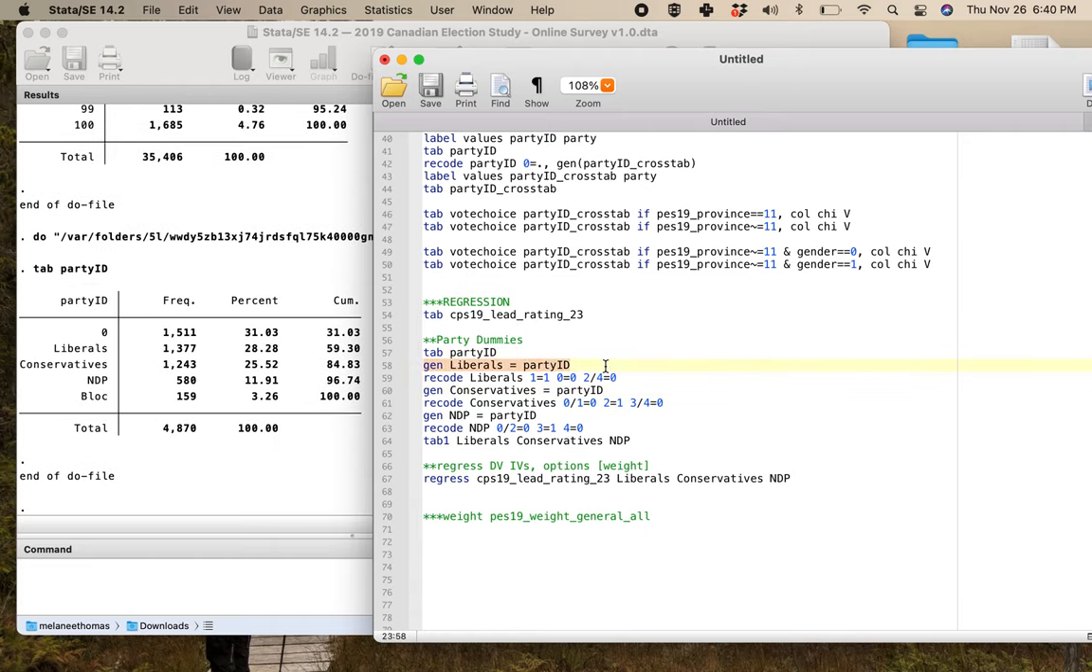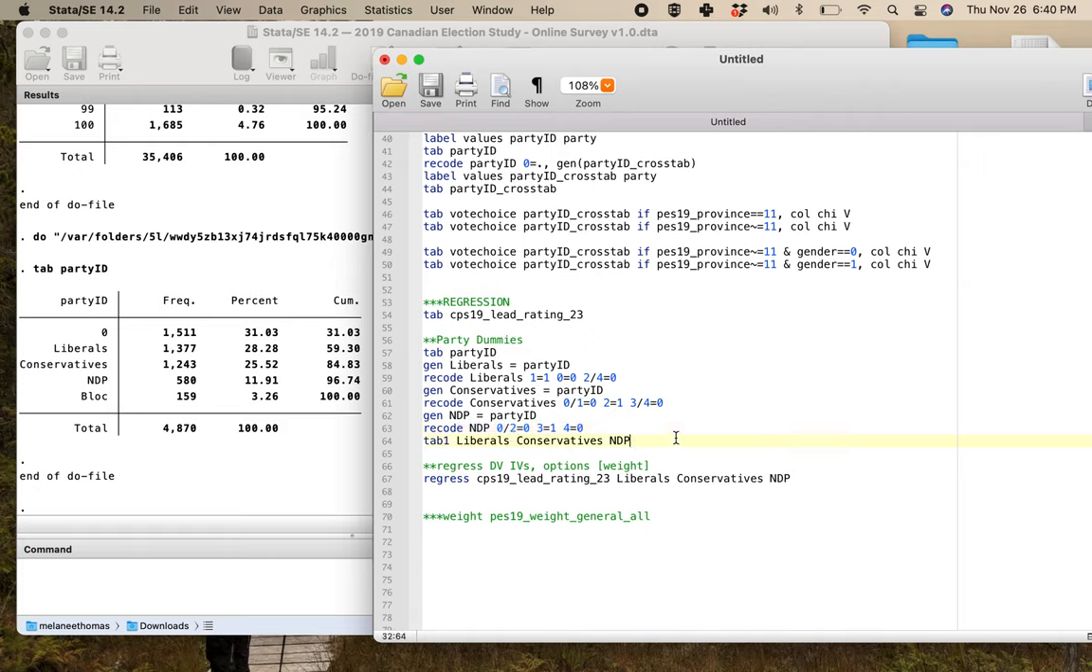So this is what I've done here. I'm making a new variable that's called the Liberals, and it's going to be my party ID variable. But I recode it so that the Liberals stay 1 and everybody else is a 0. Same thing with Conservatives. I make my Conservative party ID, where just the twos are the ones, and everybody else is a zero. And then I've got the NDP there.